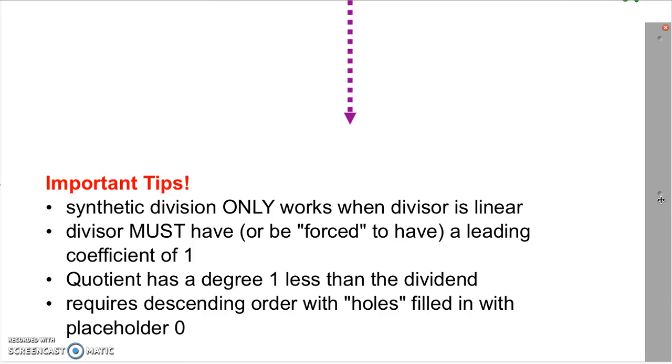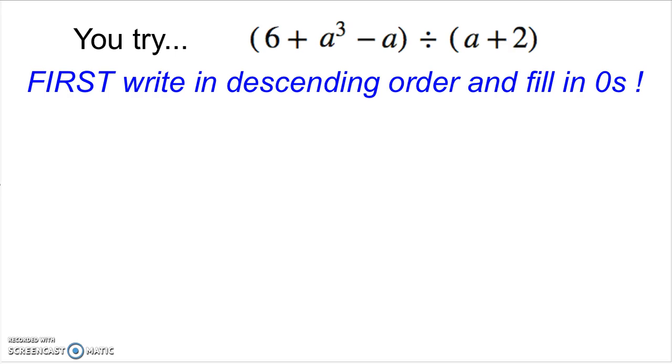Synthetic division only works when the divisor is linear. The divisor must have or be forced to have a leading coefficient of 1. And so we'll look at one of those in a couple of minutes where we have to force it. The quotient, the solution, has a degree 1 less than the dividend. So the degree is always 1 less than the highest exponent in the original problem. This requires descending order. Any holes need to be filled in with a 0. So if you have a term missing, it is vitally important that you put a 0 in its place.